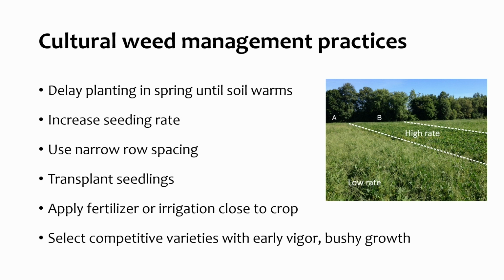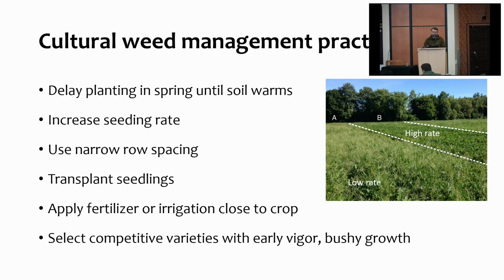If you're growing vegetables, you can transplant seedlings, establish a size hierarchy here, where you want large crops, small weeds. Increase that competitive ability of the crop relative to the weed. Applying fertilizer, irrigation close to the crop row, that can be beneficial. Selecting crop varieties with early vigor and bushy growth, right? This example here, the photograph, that's a low seeding rate in soybean and a high seeding rate.